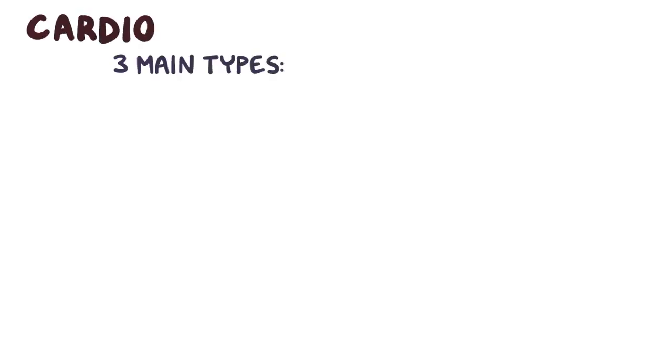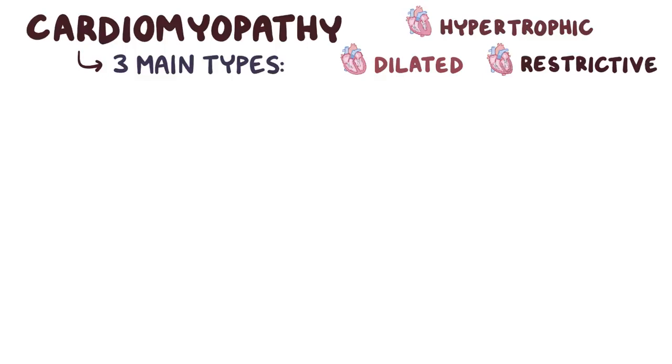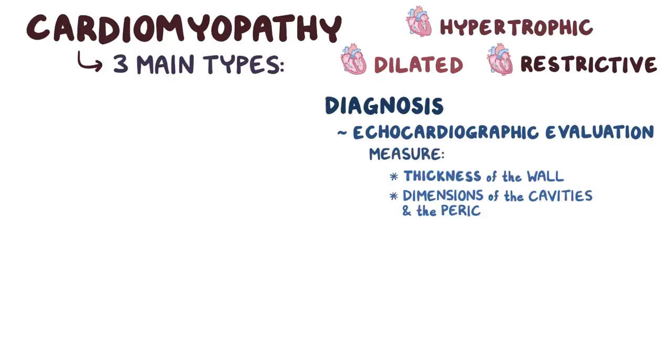Alright, as a quick recap, there are three main types of cardiomyopathy: dilated, hypertrophic, and restrictive. Diagnosis relies primarily on echocardiographic evaluation, which makes it possible to measure the thickness of the wall, the dimensions of the cavities in the pericardial space, as well as the left ventricular function expressed by the ejection fraction.